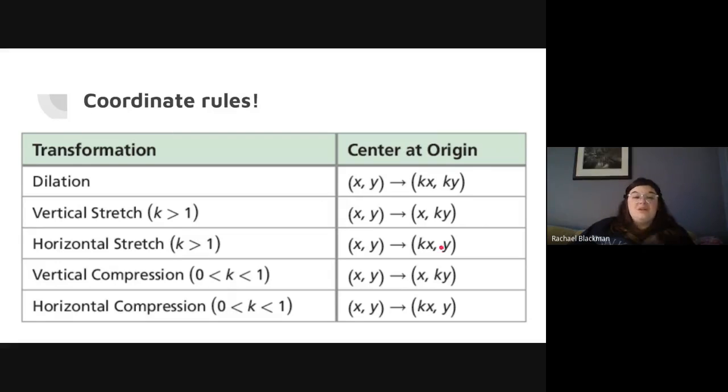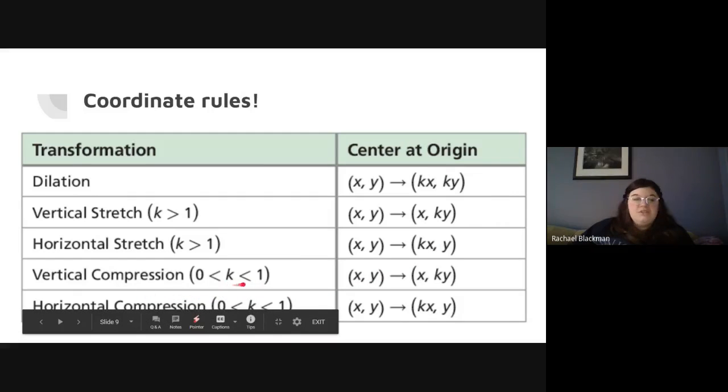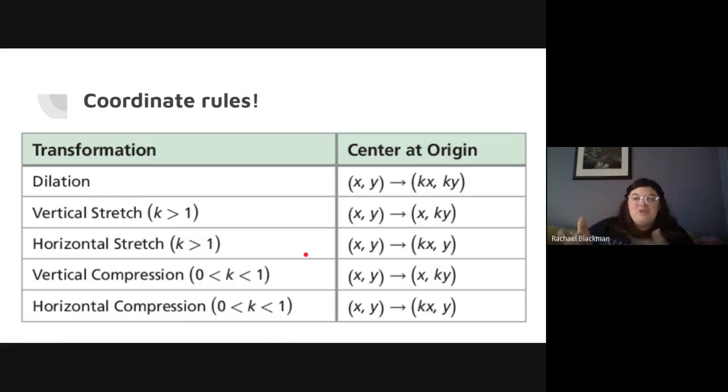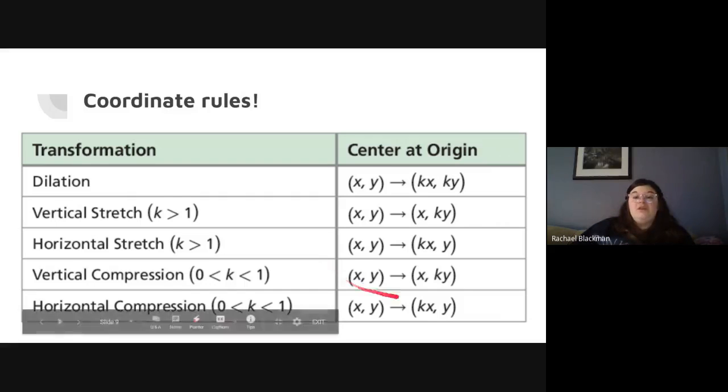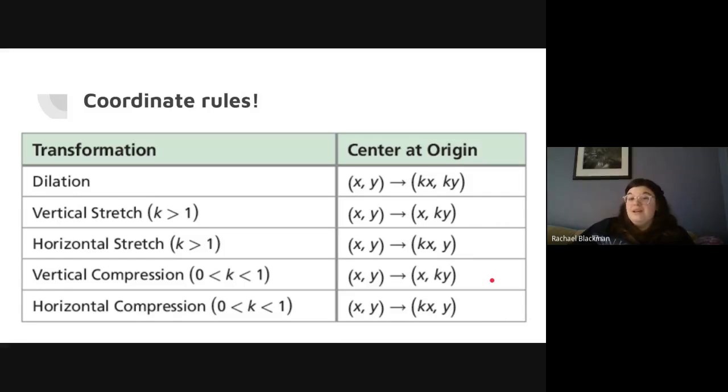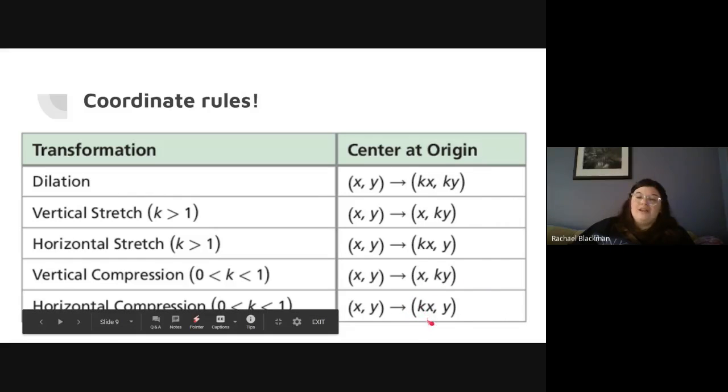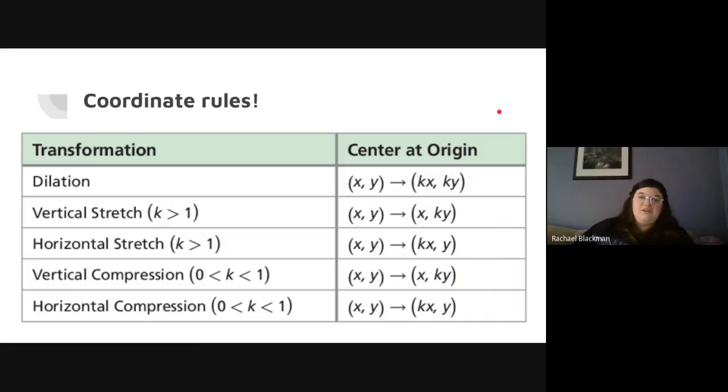Same thing with vertical compression or horizontal compression. If your scale factor k is greater than 0 but less than 1, you're going to be compressing. If you're compressing vertically, then you're going to multiply your y value by k. If you're compressing horizontally, then you're going to multiply your x value by k. All right? Pause if you need to.